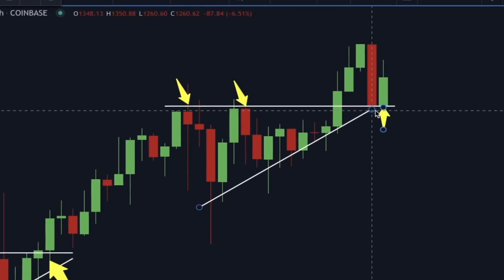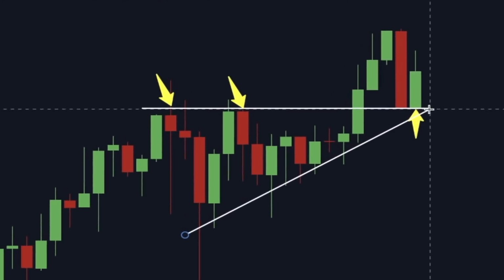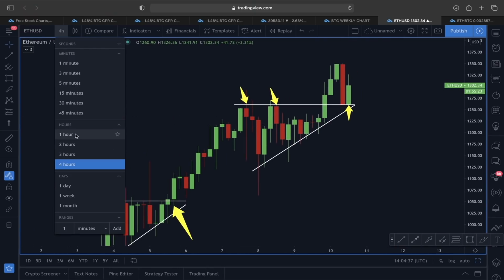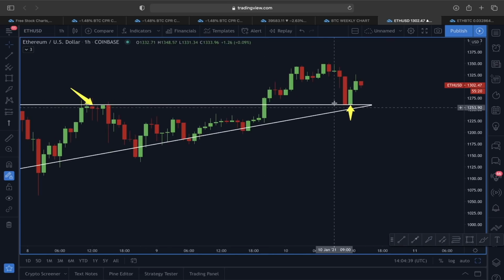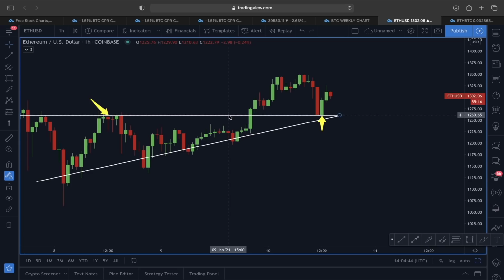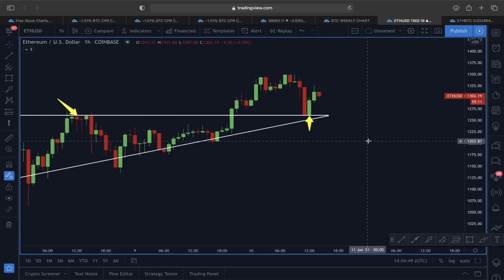You can see exactly at that price level now we are finding support. So what does this actually mean? If I look at this now in an hourly time frame, if we are going to continue further in an upper direction, the upper line area, which is around 1260 price level, is going to be a very, very strong support for Ether.